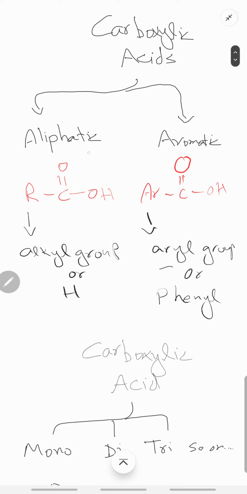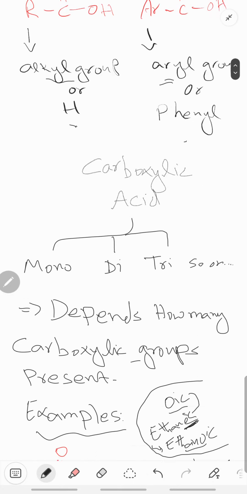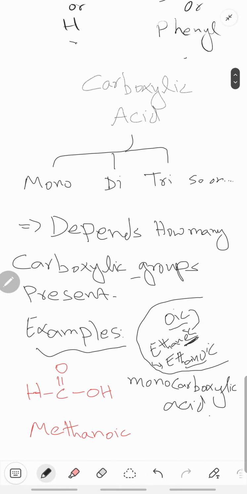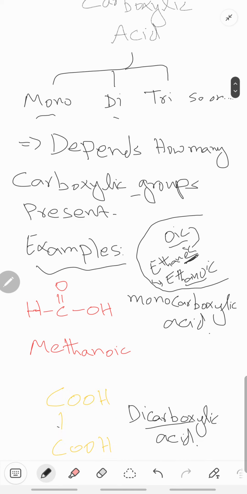Aliphatic carboxylic acids are those that contain either an alkyl group or a hydrogen, and on the other hand, aromatic carboxylic acids are those that contain either an aryl group or a phenyl group. There is another classification for carboxylic acids, and that depends on the number of carboxyl groups in a compound. That can be mono, di, tri, and so on, depending on how many carboxylic groups are present in a compound.